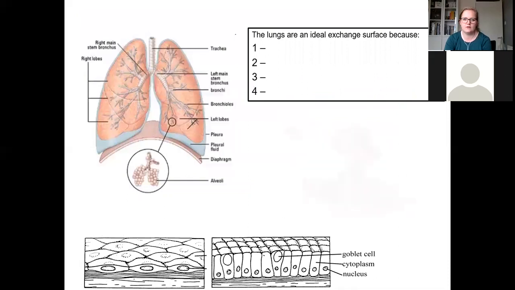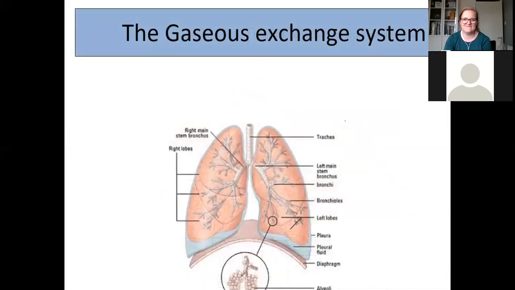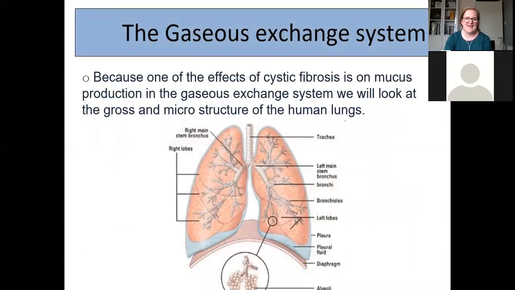What is happening with that picture? Right, the gas exchange system. Because of one of the effects of cystic fibrosis on mucus production, we're going to look at the gross and microstructure of the human lungs. The gross structure is basically back at that point where you would be at GCSE.